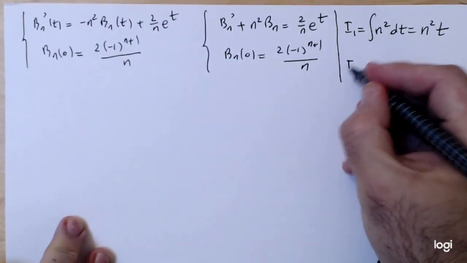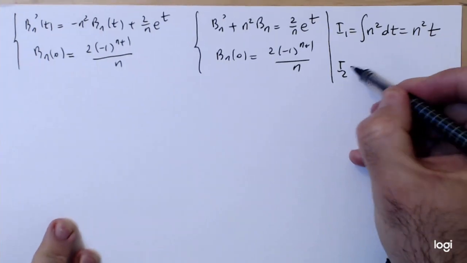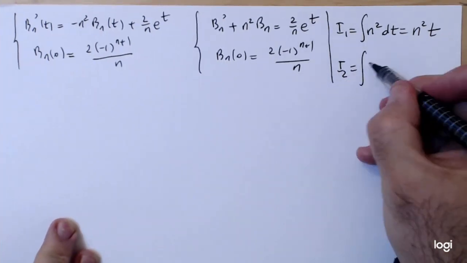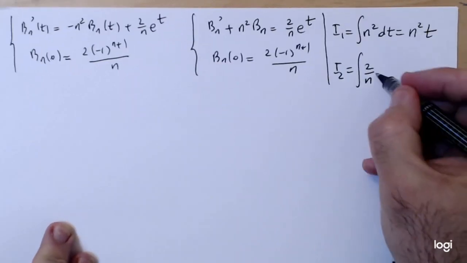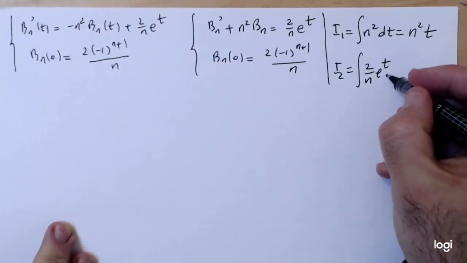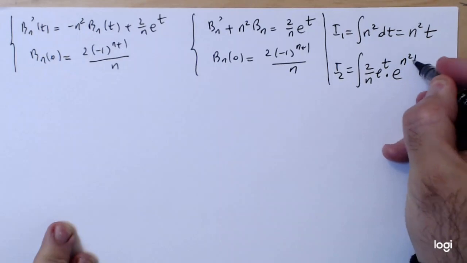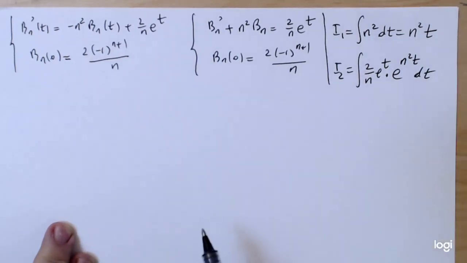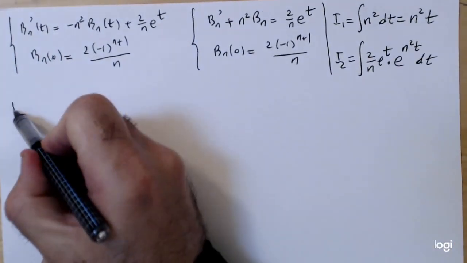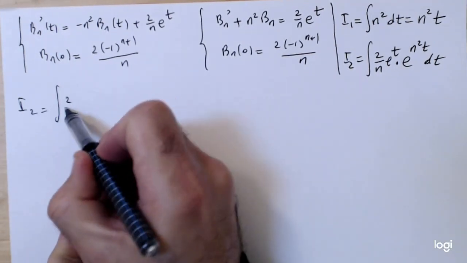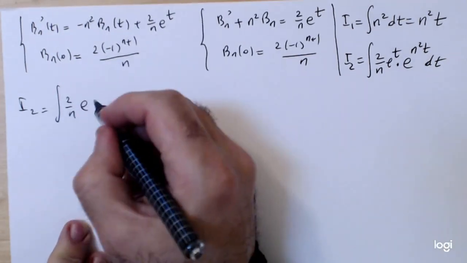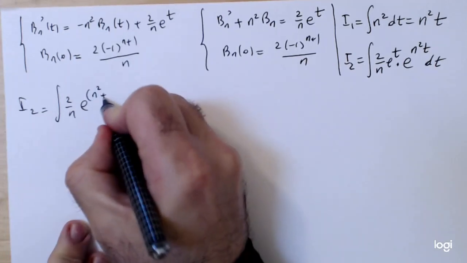And I2 is the integral of b of t. I mean, what I mean is the right-hand side, okay? So 2 over n e to the t times e to the I1, which is e to the n squared t dt. And we need to combine those exponentials. So e to the (n squared plus 1) t.